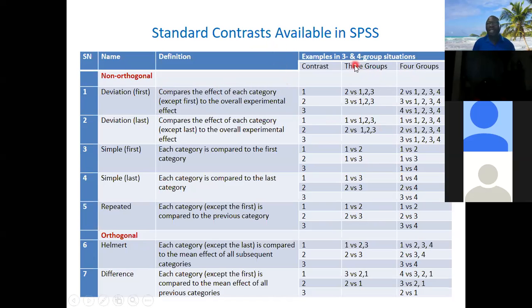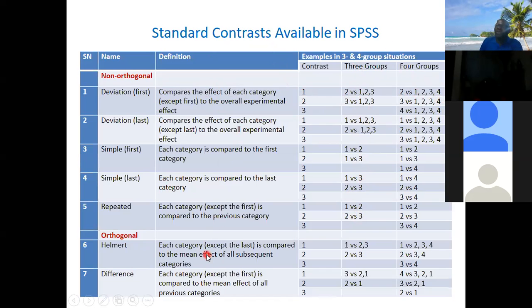Now, look at this one, 3 groups. You can only have 2 contrasts. 1, 2, 3. It's only 2 that are applicable to contrast. So that is for 3 groups. For 4 groups, 3 contrasts are applicable.